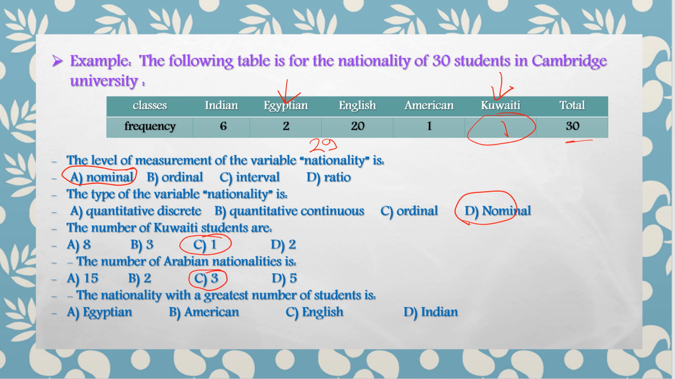The nationality with the greatest number of students is... By taking a look at the frequency table, we can see that the nationality with the greatest frequency is English. So English students have the highest frequency among the other nationalities, and the correct answer is C.